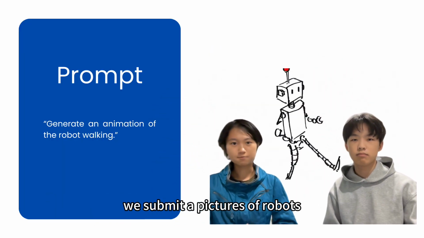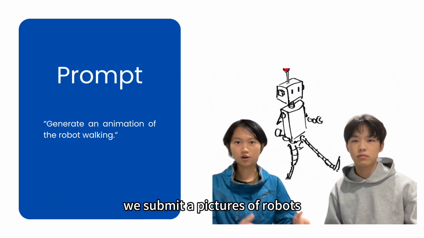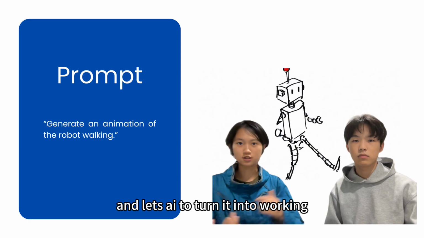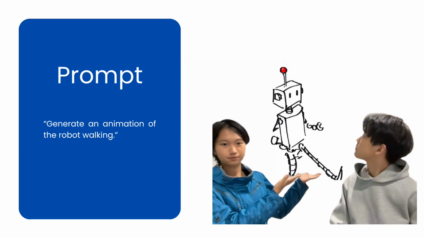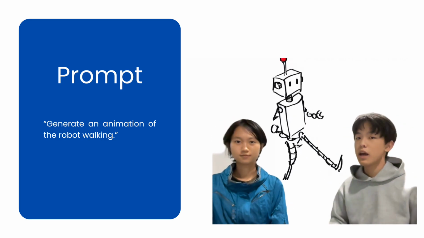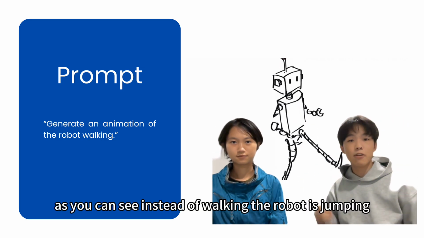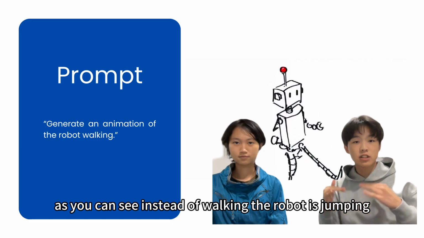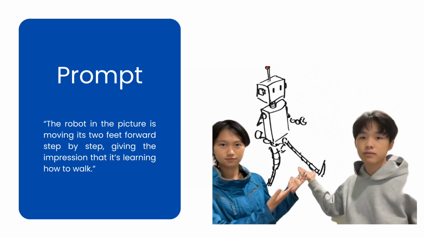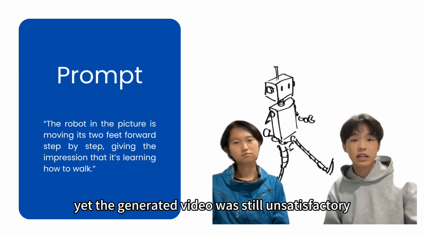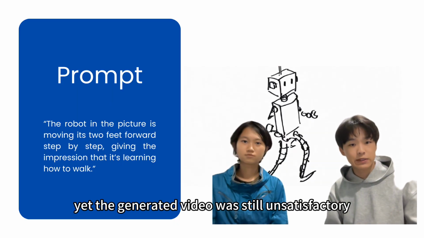For example, we submitted pictures of robots and let AI turn them into walking, but the video turned out like this. As you can see, instead of walking, the robot is jumping, so we modified the prompt to this. Yet, the generated video was still unsatisfactory.